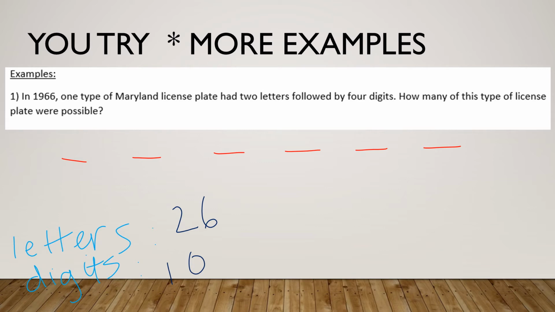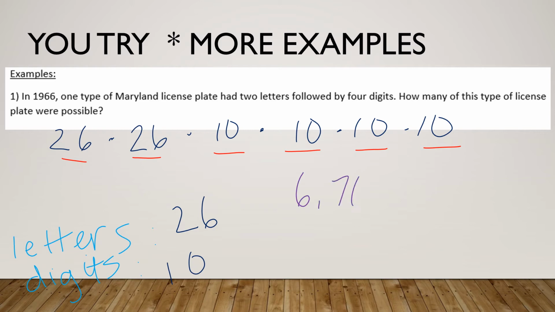So that means I could have 26 different choices for my first spot, and 26 different choices for that second spot. Then it's followed by 4 digits. So you could have 10 choices for this one, 10 choices for this one, 10 choices for this one, and 10 choices for that one. So obviously this is a pretty big number, but you're just going to multiply those together. And your answer then would be 6,760,000 different license plates that you could choose from.